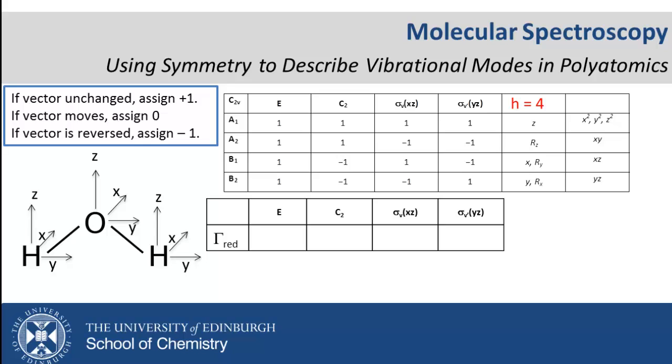Let's take each one in turn. The identity operator leaves the molecule unchanged. Therefore each atom remains unchanged, and the 3 vectors on each atom remain unchanged. 3 atoms, each with 3 vectors, mean there are 9 unchanged vectors, so a value of +9 is entered into our reducible representation.